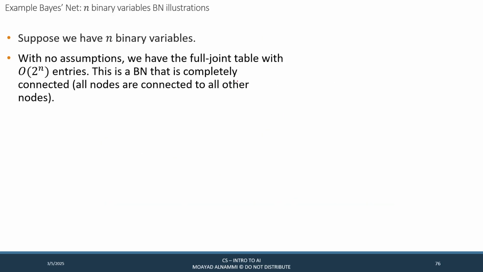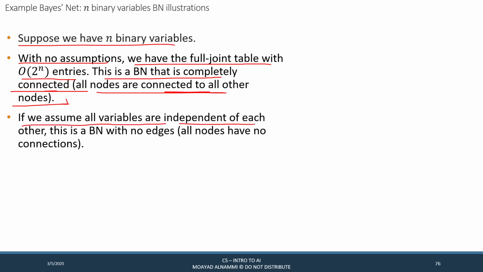Just to recap all the assumptions that we talked about so far. We looked at the full joint table, which is with no assumptions. Then we looked at if you make independence assumptions. Then we looked at if you made some types of conditional dependence assumptions. Then we looked at general Bayesian networks that you can handcraft on your own. All of these assumptions that you make can be visualized as a Bayesian network. Just to convince you, suppose we have n binary variables. With no assumptions, we have a full joint table with 2 to the power of n entries. This is a Bayesian network that is completely connected. That means all nodes are connected to all other nodes.